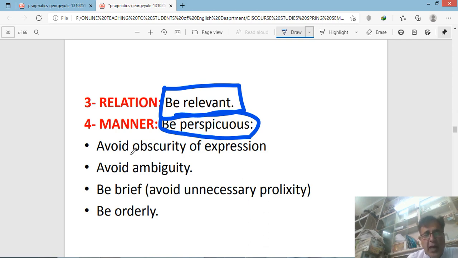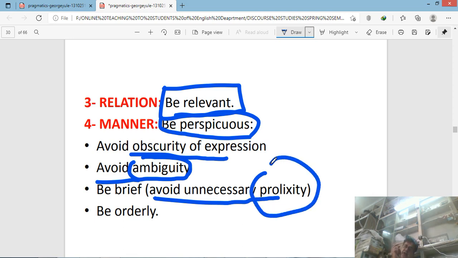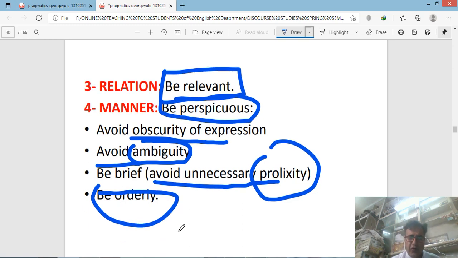You should try to avoid obscurity in your discussions and your expression. Okay, avoid ambiguity and obscurity, almost the same thing. And be brief. You have to avoid unnecessary prolixity. Prolixity means excessive detail. Whenever you make your point, you should avoid prolixity and extra details, which make things much more ambiguous and obscure. And the fourth one here is that you have to be orderly. I mean, whatever you say has to follow in order.